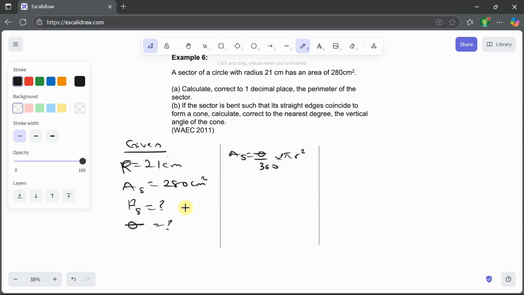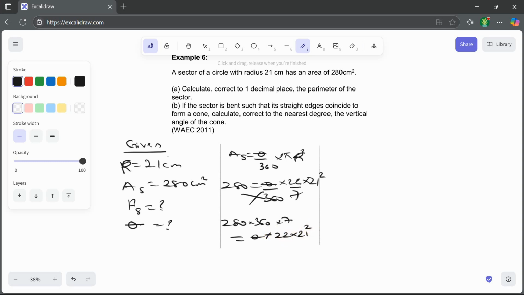Great. So if the area of a sector is this, we can substitute this: 280 is equal to theta over 360 times 22 over 7 times the r, which is this big letter R, so let me just say r squared, times 21 all squared, right? So let's just cross multiply. So this is 280 times 360 times 7 is equal to theta times 22 times 21 squared.